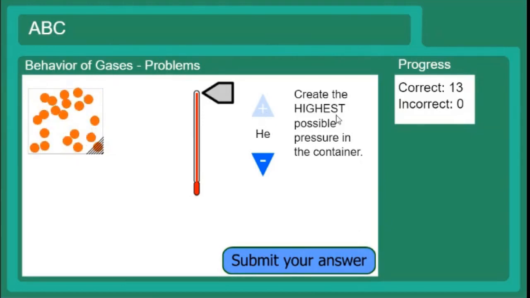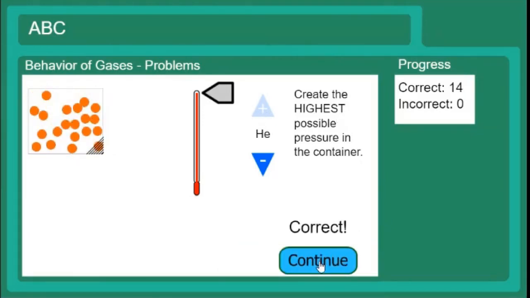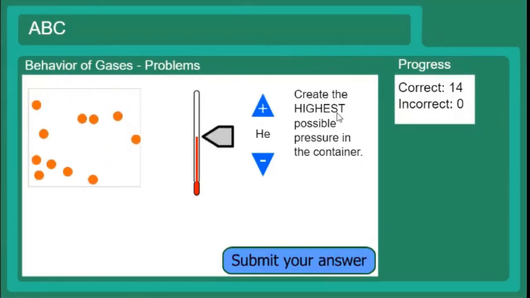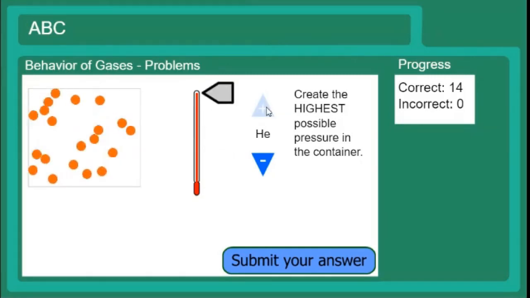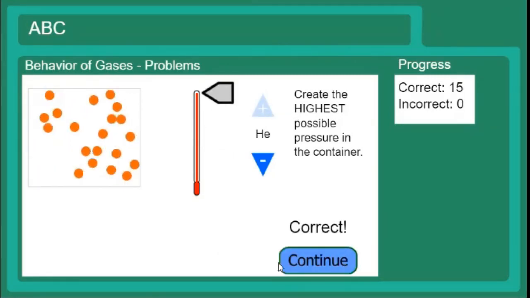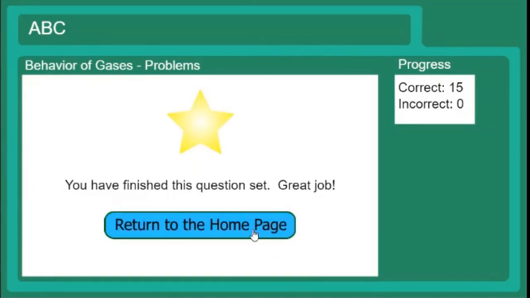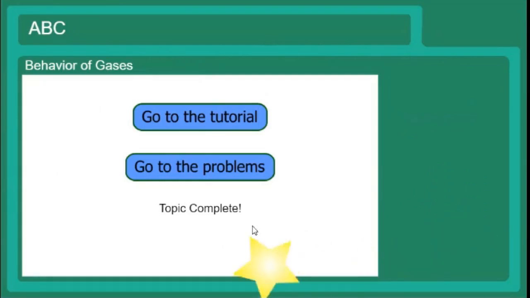Okay, there are 3 factors. Okay, next. Create the highest possible pressure in the container. Volume tak boleh tukar, pressure boleh tak? Boleh tambah? Ya, boleh tambah. Okay, dah submit. Continue. Yay, habis. Okay, return to home page. Okay, so this is the reason why I want to discuss the simulation with you all one more time.